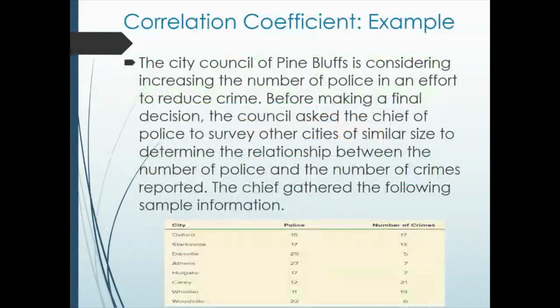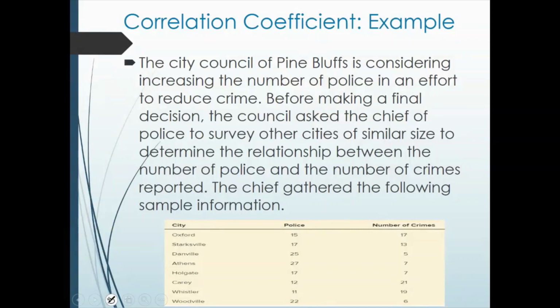So let's have a quick example here, and we'll do it in Excel. The City Council of Pine Bluffs is considering increasing the number of police in an effort to reduce crime. So police compared to crime. Before making a final decision, the council asked the chief of police to survey other cities of similar size to determine the relationship between the number of police and the number of crimes reported. The chief gathered the following information.